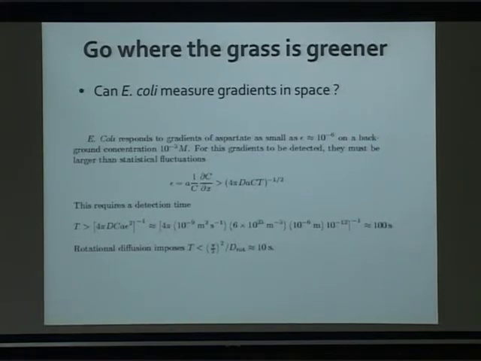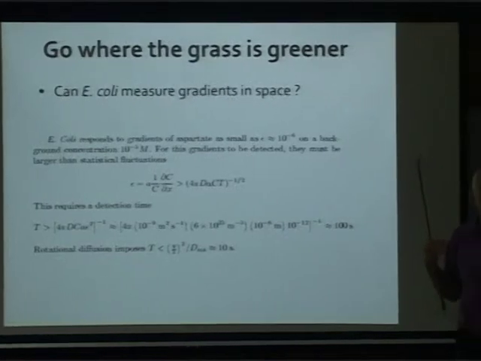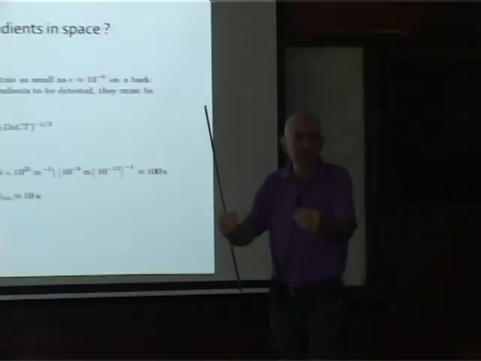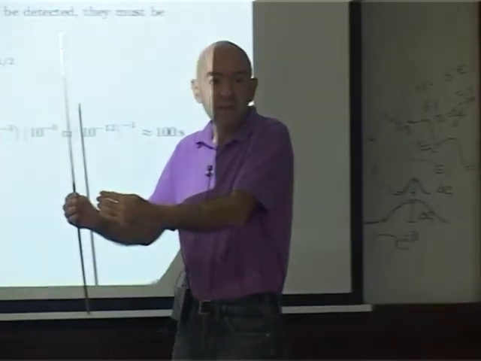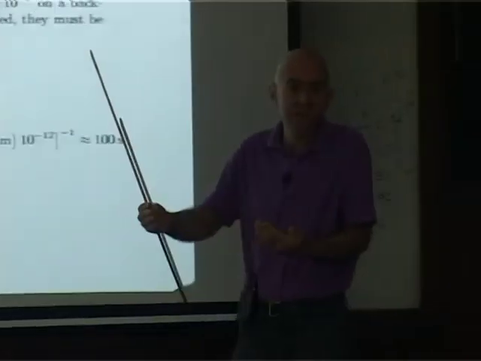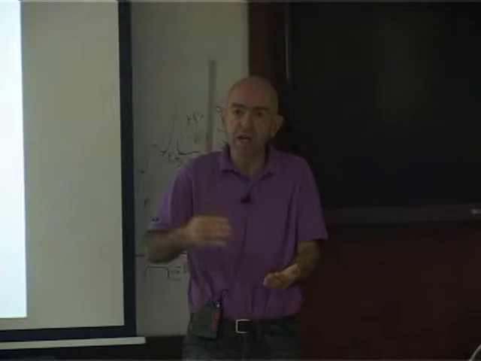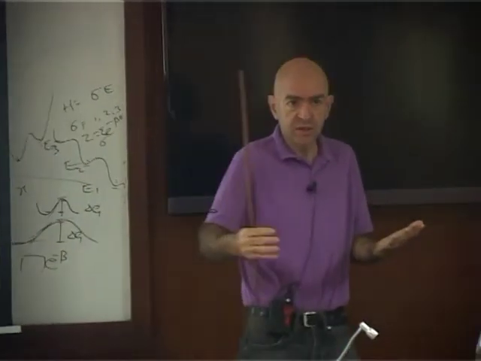Then how does it do? Well, the answer is actually pretty simple. It measures gradients in time. It has a time memory. So rather than making a difference in space, it just keeps a time memory. What was the concentration that I measured 1 second ago? What's the concentration now? I make the difference. And since I am moving, this difference in time translates to a difference in space, or vice versa. So time information is converted into space information.